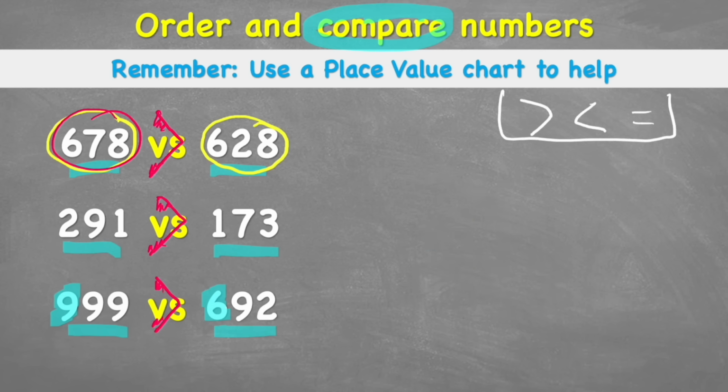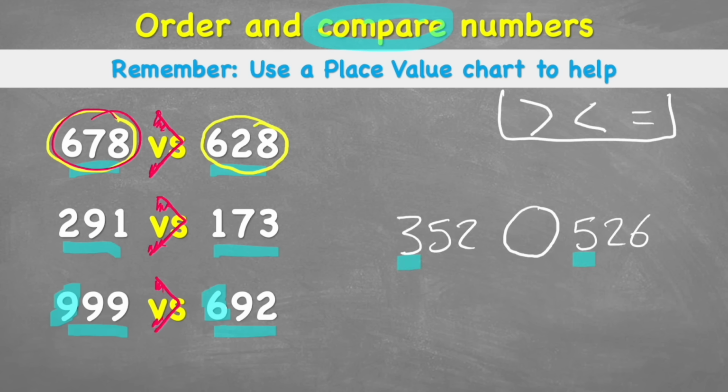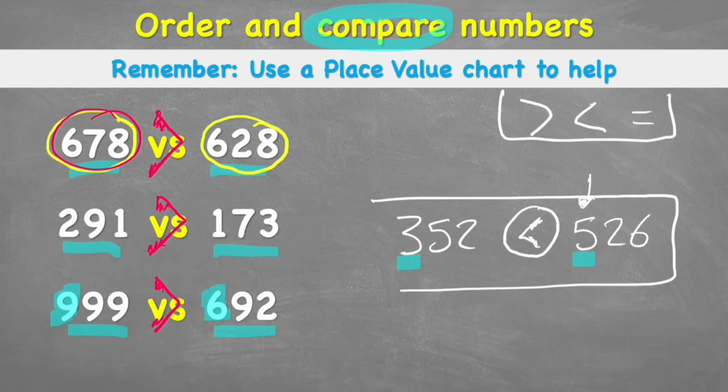Let's have a bonus one. Is 352 greater than, smaller than, or equal to 526? Well, I don't even need to do it with my place value chart because I can just see that in the hundreds column I have different numbers, so therefore the 5 will always be greater than a 3, so this number is larger and my crocodile would rather eat that number. So my number sentence reads 352 is less than 526. And that's how to compare numbers.